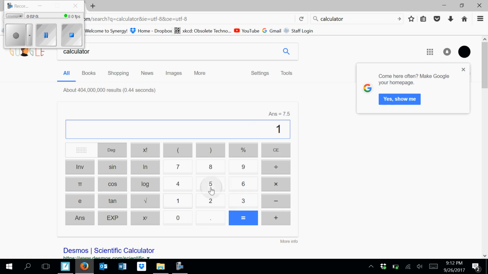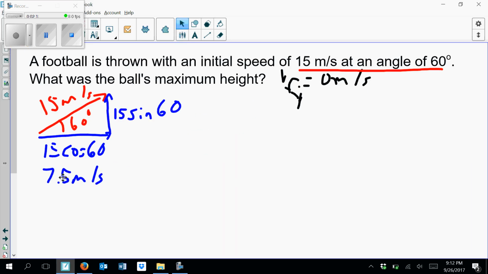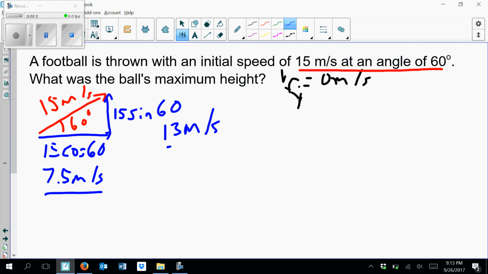Oh, I'm sorry, that was that. I'll have to go back and switch it. Sine of 60. So the y is actually 13 and the x is the 7.5. So let me go ahead and move that over. 7.5 there in the x direction and 13 meters per second in the y direction. So by breaking that vector into its components, we get this x velocity here and the y velocity there. And those are both initial velocities.